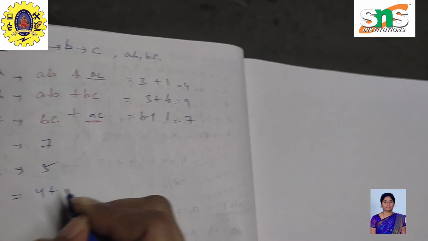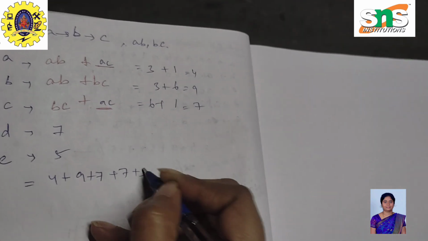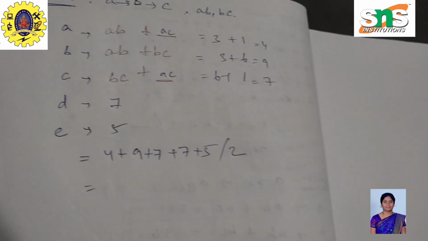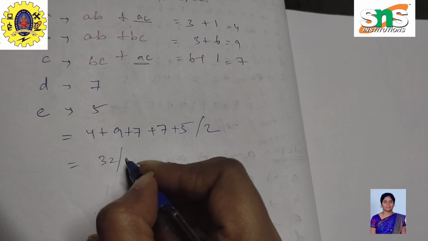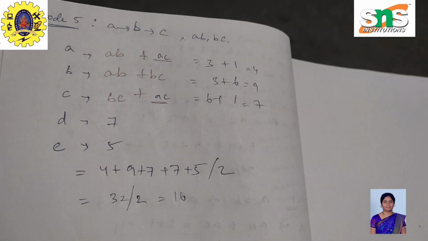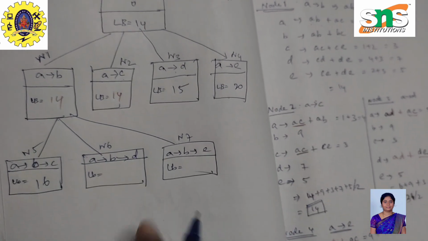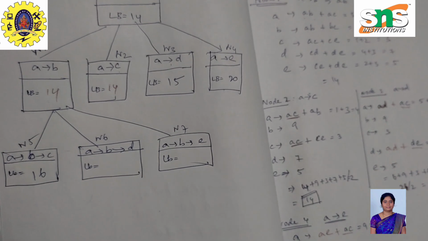So 4 plus 9 plus 7 plus 7 plus 5 divided by 2. And this value is 32 divided by 2 and the value is 16. So this value has to be written in the lower bound, 16. So likewise I am going to calculate for node 6 and 7.